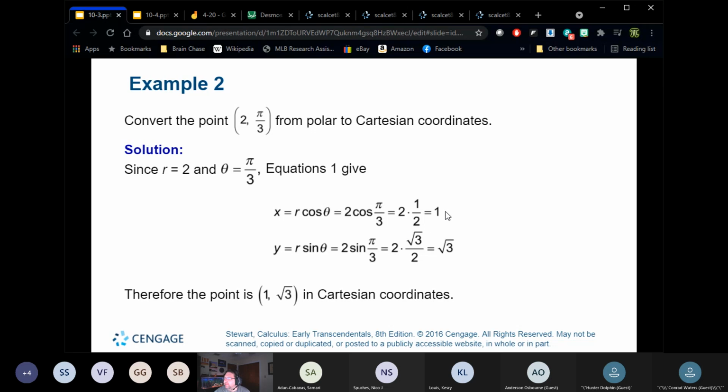So x is 2 times 1/2, which is 1, and y is 2 times square root of 3 over 2, which is just the square root of 3. So this polar coordinate is at point (1, √3) on the Cartesian plane. Any questions with that before we go the other direction?